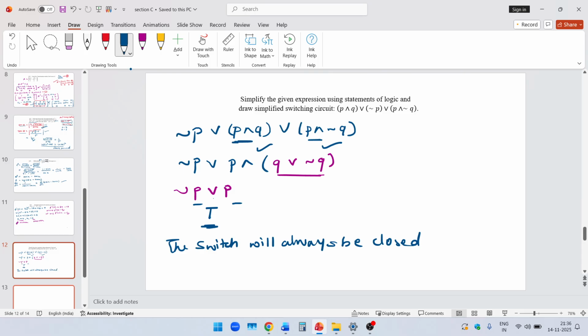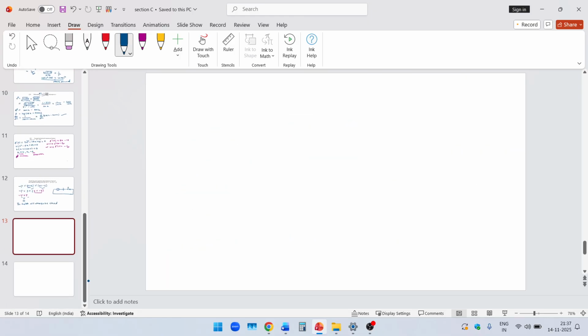So how to draw the circuit? Here is the LED. Here is the battery, and the switch you have to close. So S will be always closed. And now just connect this. That's all you have to do. Let's move on to the next question.